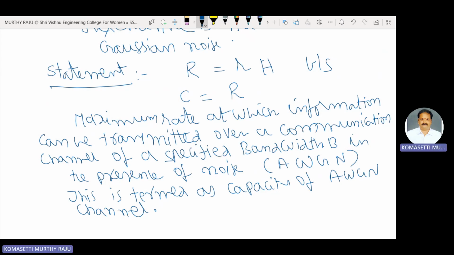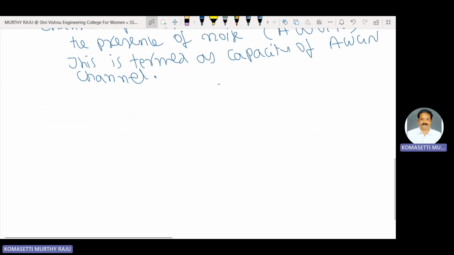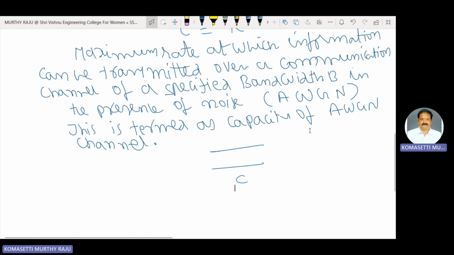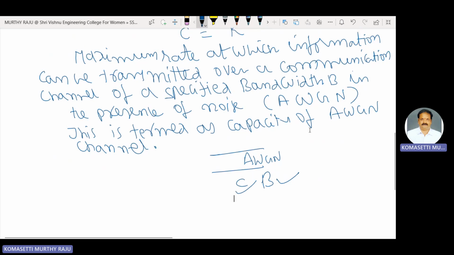Maximum rate at which information can be transmitted over a communication channel. This is the channel, and the channel capacity is C. The bandwidth of the channel is a finite bandwidth B. The noise present in the channel is additive white Gaussian noise. Maximum rate at which information can be transmitted over a communication channel of a specified bandwidth B in the presence of noise, that is AWGN, is termed the capacity of the additive white Gaussian noise channel.